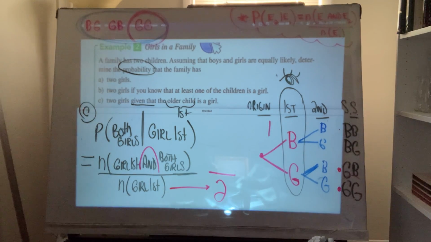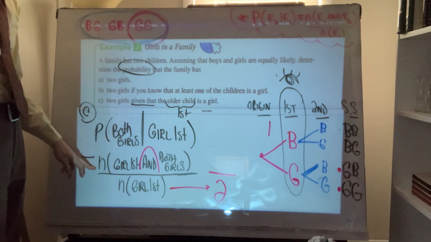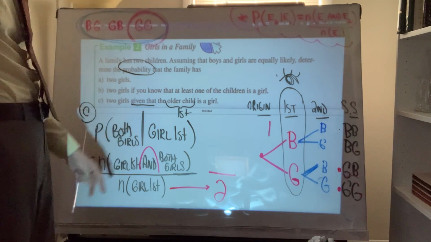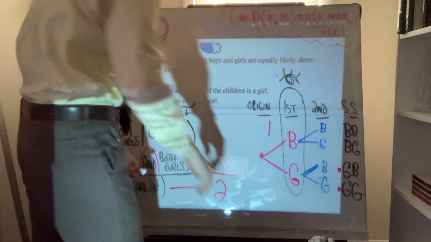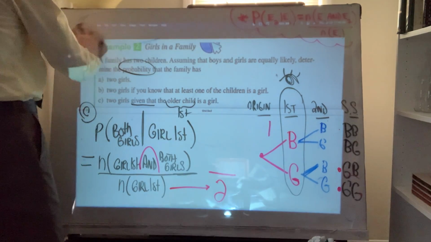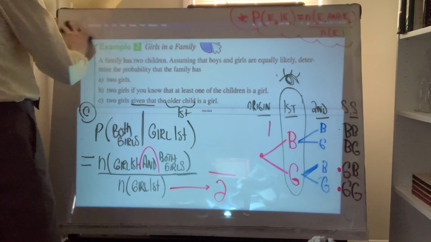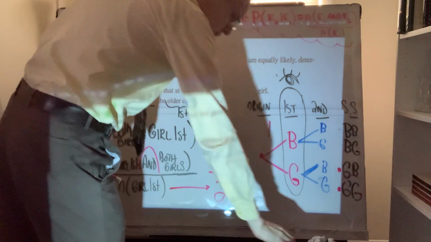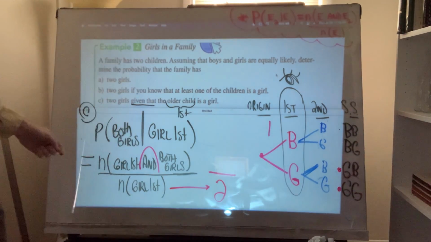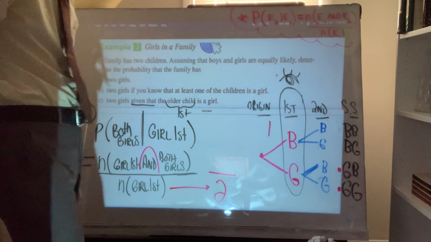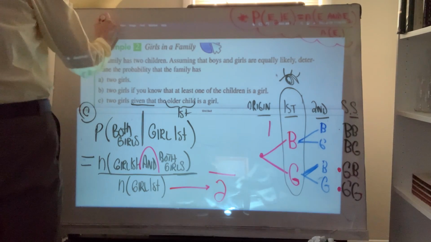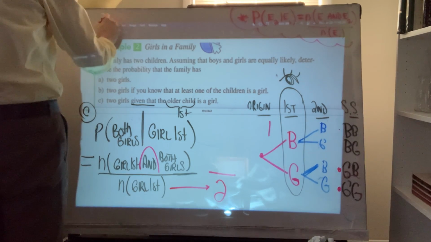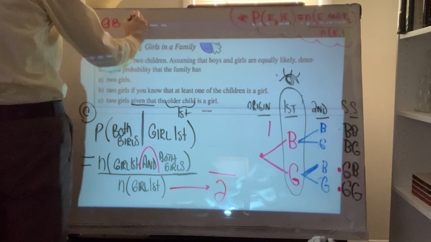And now we'll deal with the intersection. The number of outcomes favorable to the event that is an intersection of girl first and both girls. If it helps, sort of draw a cheesy Venn diagram as I did before. Things that are girl first are these two. So you'd have a grouping of GB and GG.